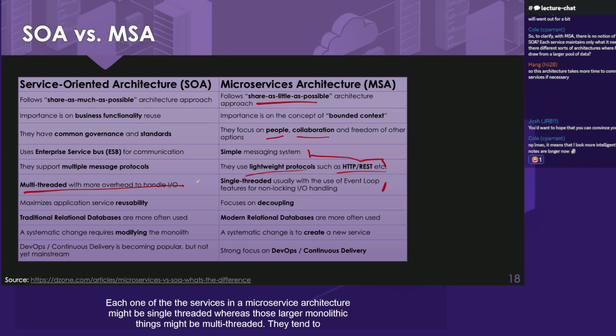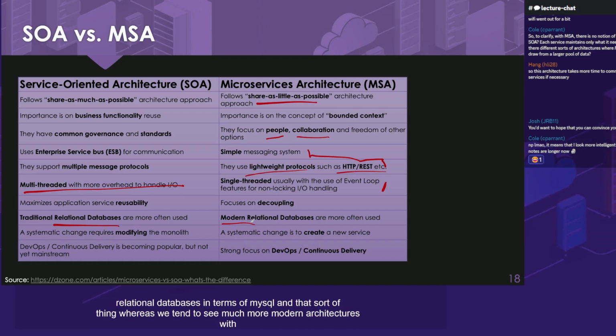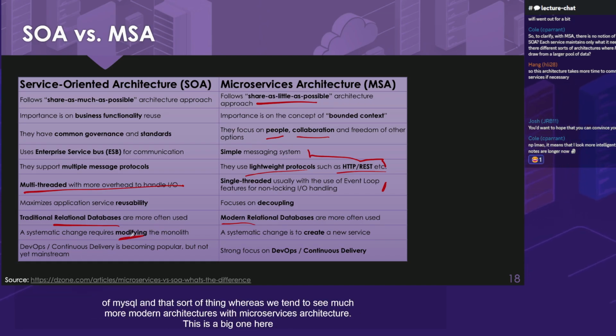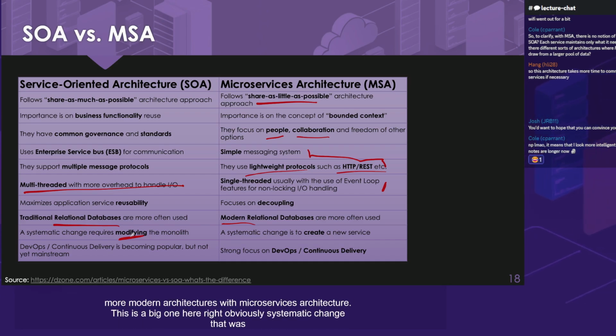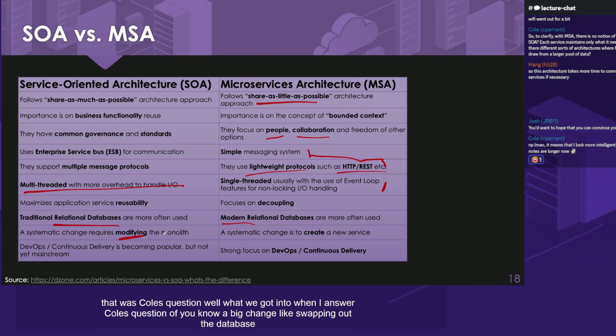They tend to use traditional relational databases in terms of MySQL and that sort of thing, whereas we tend to see much more modern architectures with a microservices architecture. This is a big one here, right? Of a systematic change. That was Cole's question, or what we got into when I answered Cole's question of, you know, a big change like swapping out the database implementation requires modifying the monolith very often.